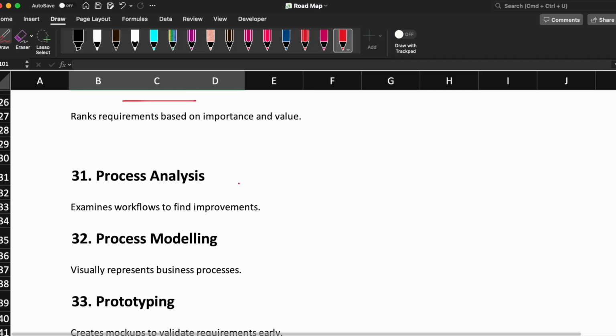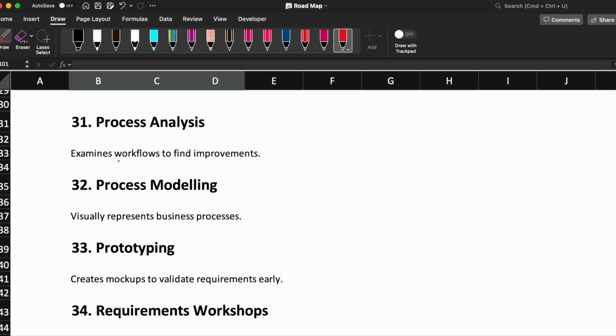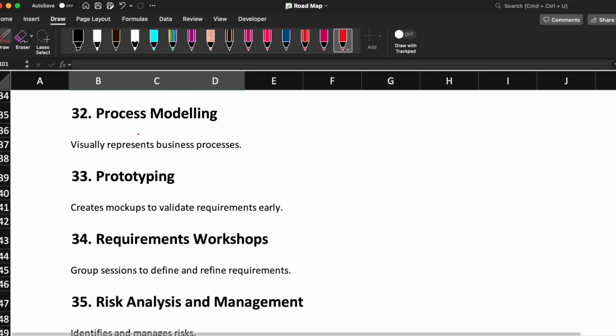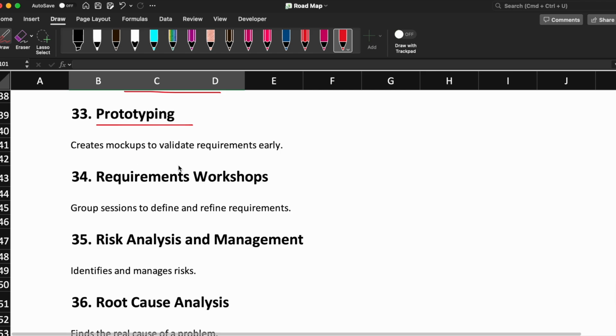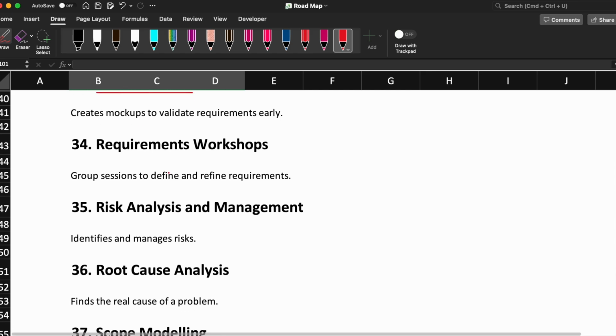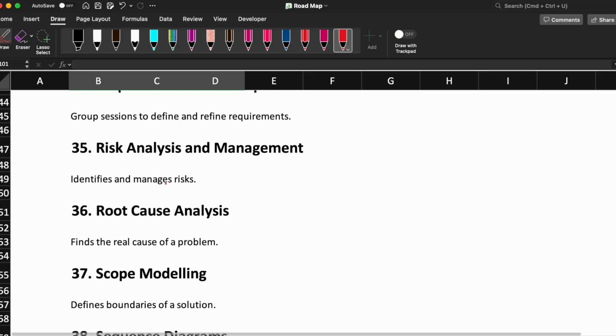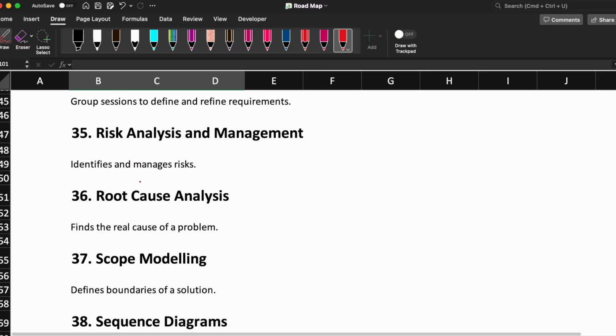Number 31, process analysis: examines workflow to find improvements. Number 32, process modeling: visually represent business processes. Number 33, prototyping: create mockups to validate requirements early. Number 34, requirements workshops: group sessions to define and refine requirements. Number 35, risk analysis and management: identify and manage risk.